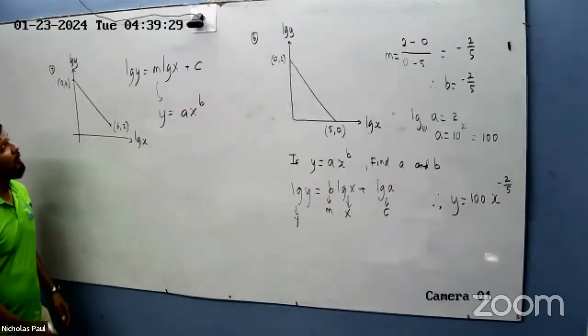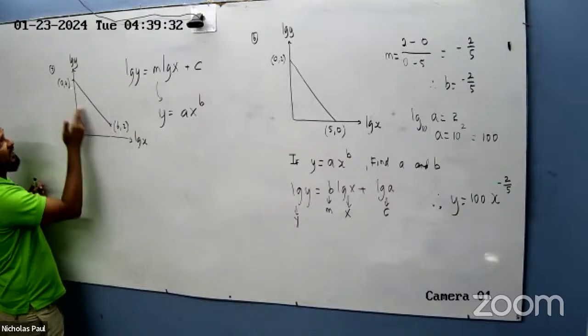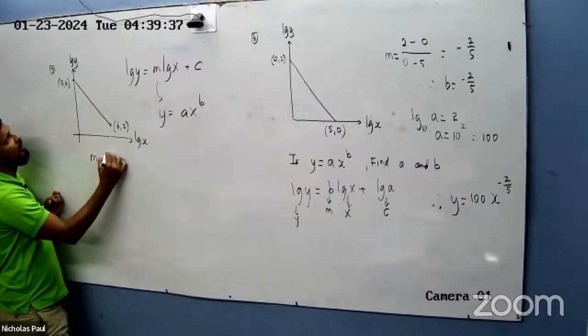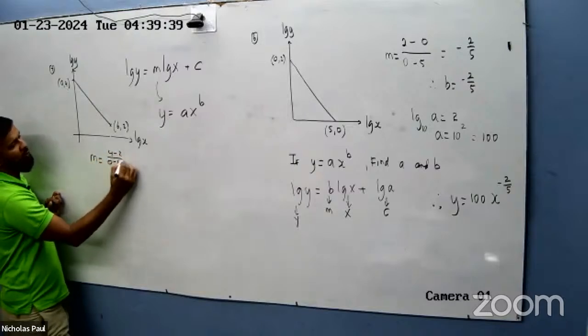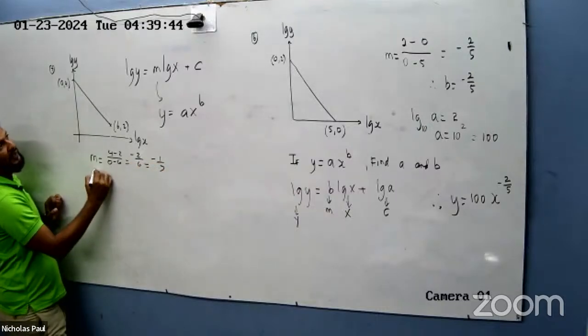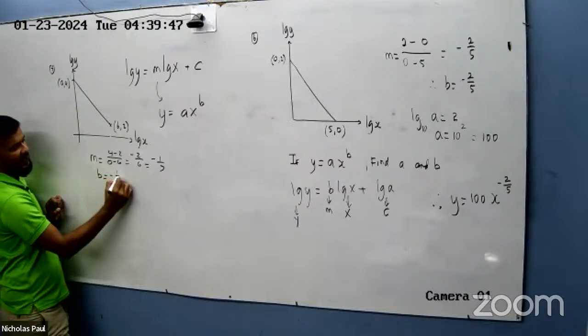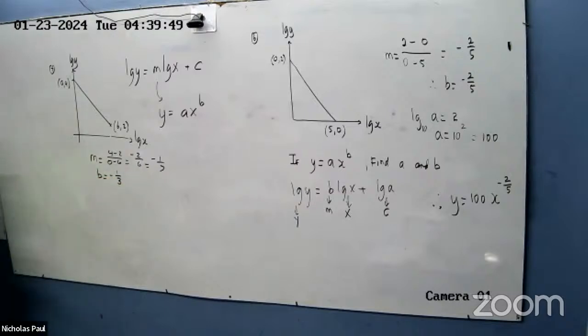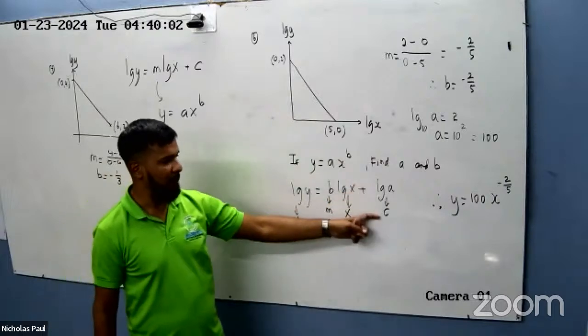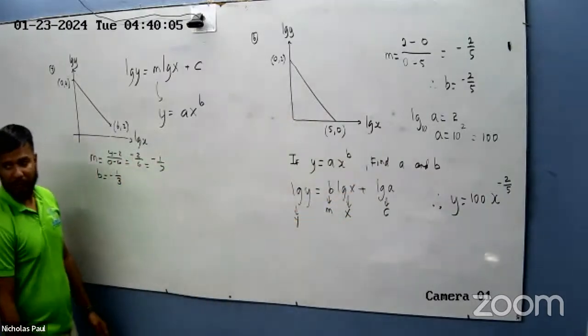You should figure out your gradient and your y-intercept. What was the gradient? 4 minus 2 over 0 minus 6, so negative 2 over 6, or negative 1/3. So we know what b is. Go back and find a. The y-intercept is log a, and solve for a, just like this.